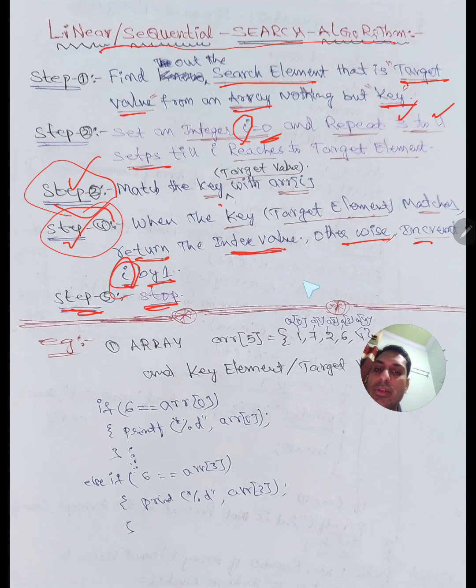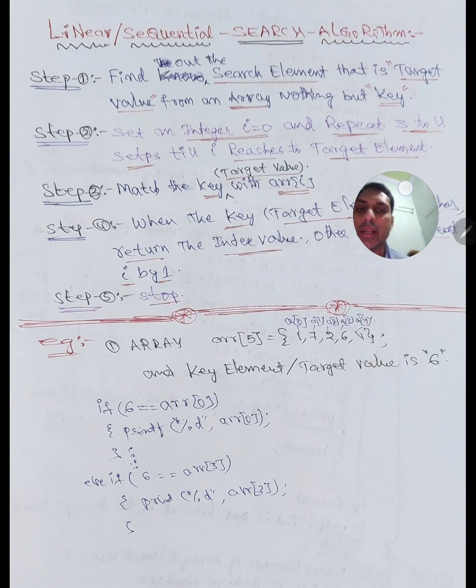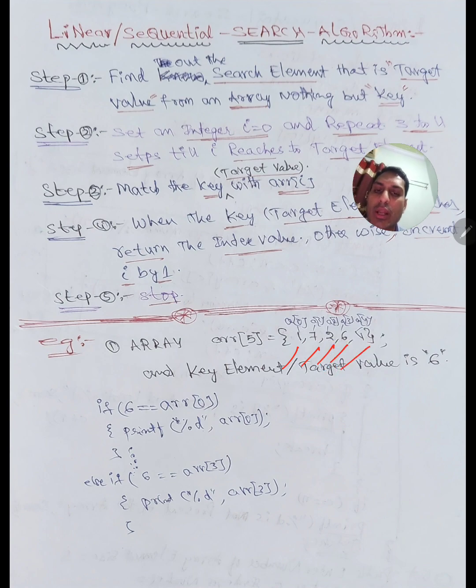One more example I have written. I will remove this and I will remove my webcam above. One more small example: array size is 5. Here I have taken the values 1 7 2 6 4. I hope you understood clearly. The key element, target element or searching element is 6. 6 is at location 0, 1, 2, 3. It is there at the third location.